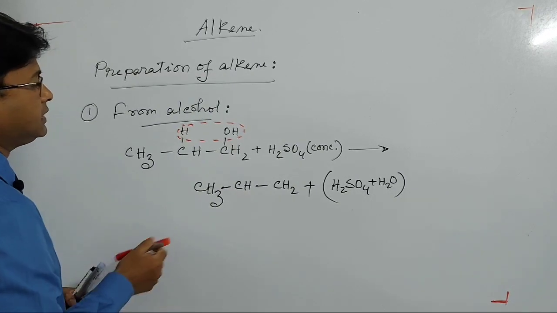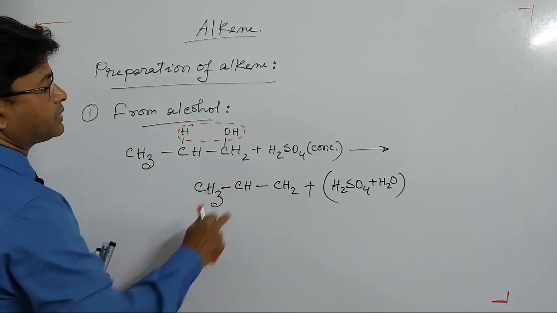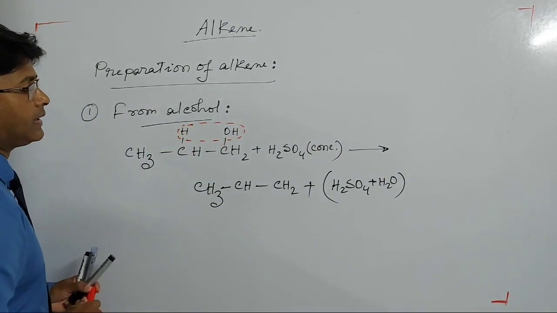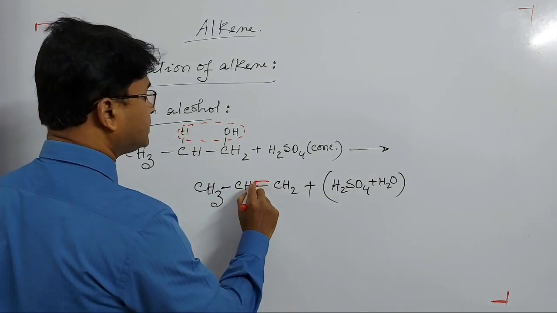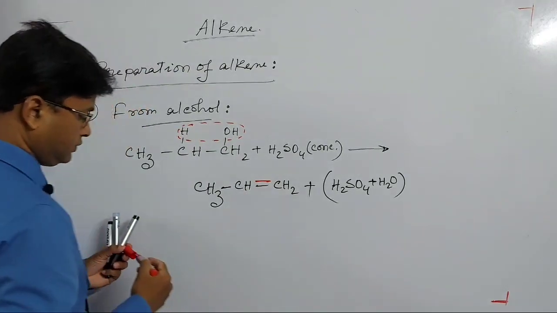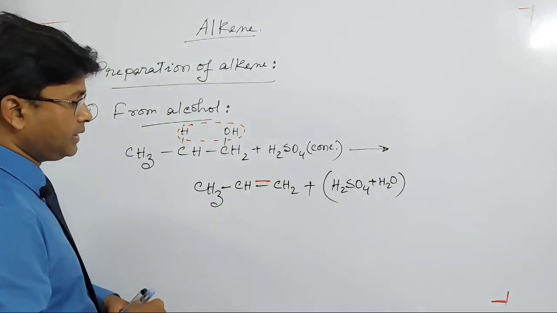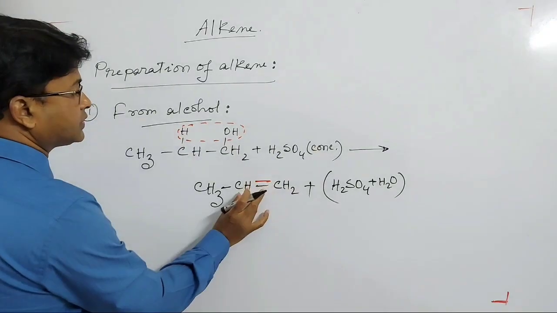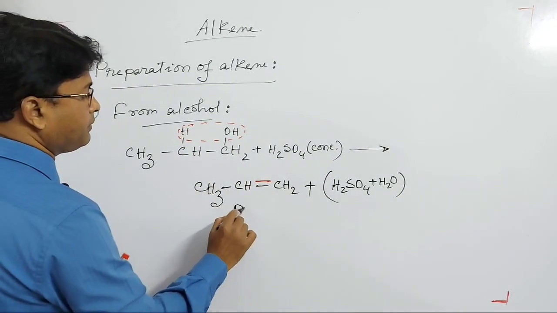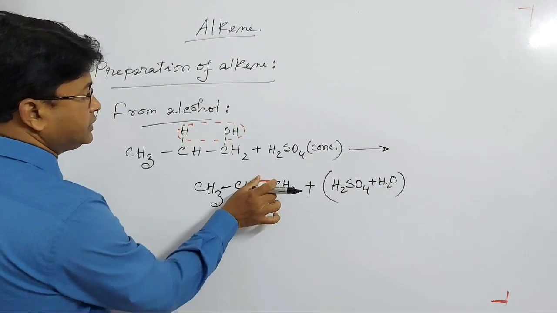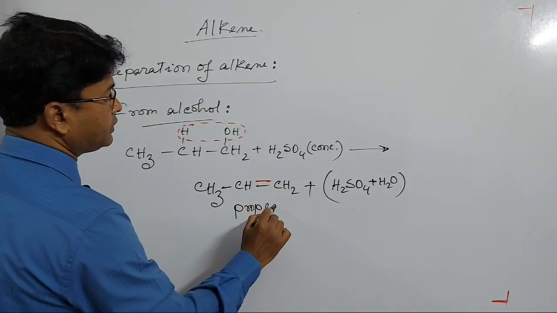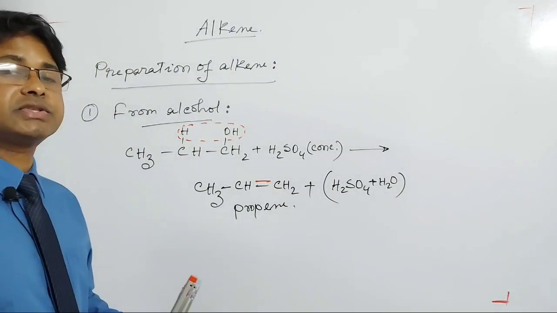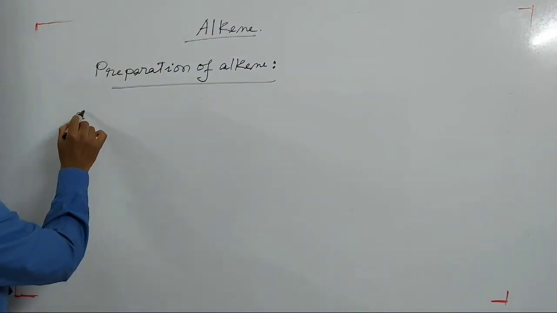Dear students, here one bond is already given, and due to the breaking of two bonds a new bond is formed. That's why I have given the new bond in red color, and the name of this compound will be prop. Due to the 3 carbon atoms it will be prop, and due to the carbon-carbon double bond it will be ene, and the name of this compound is propene.